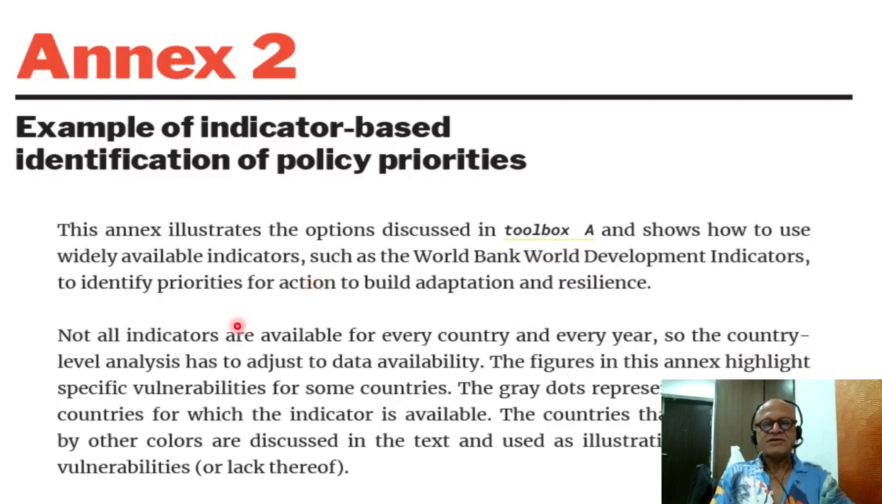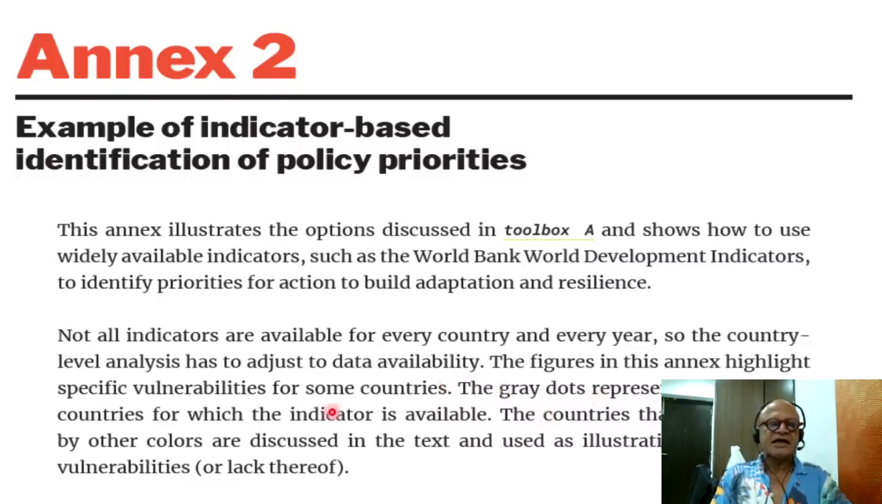Not all indicators are available for every country and every year, so the country-level analysis has to adjust to data availability. But once this starts, data gaps can be identified so that needed data are gathered along the way. So in the next evaluation of these indicator-based identifications of policy priorities, there is more data to cover the needed gaps, or the gaps that shouldn't have been there.